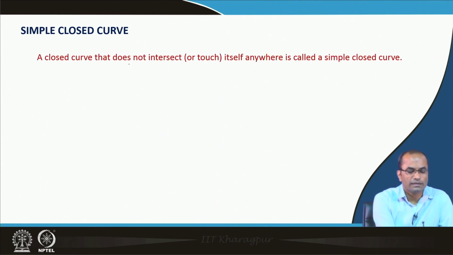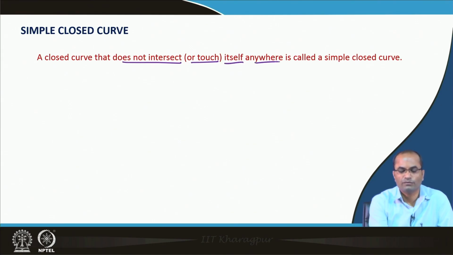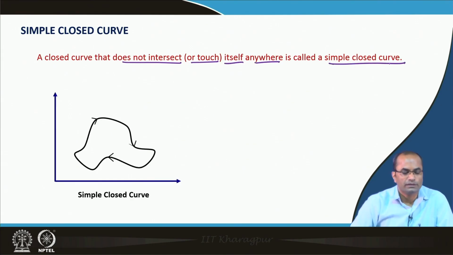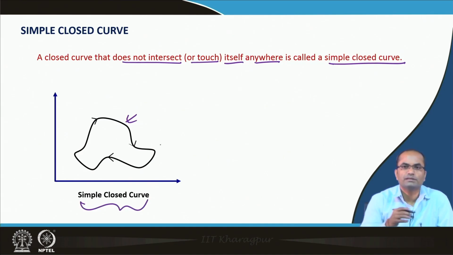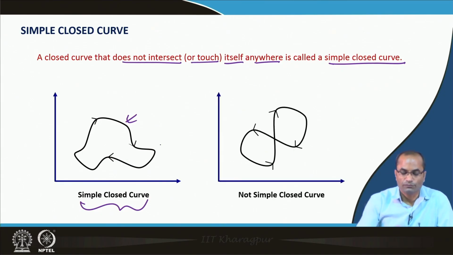A closed curve that does not intersect or touch itself anywhere is called a simple closed curve. For instance, this curve is not touching itself or crossing itself. So, this is a simple closed curve. Closed means the starting and the last point are the same. And for instance, this one is intersecting at this point here. So, sorry, it is a closed curve, but it is not a simple closed curve. It is not simple though it is a closed curve.